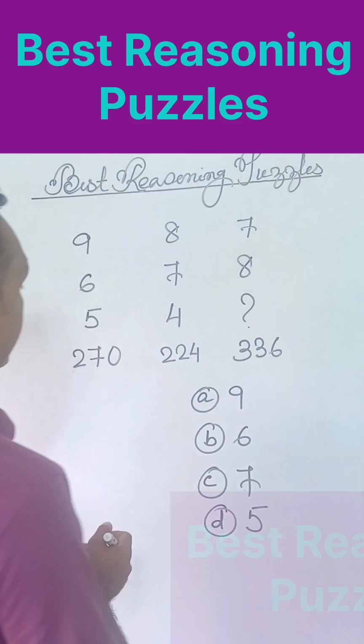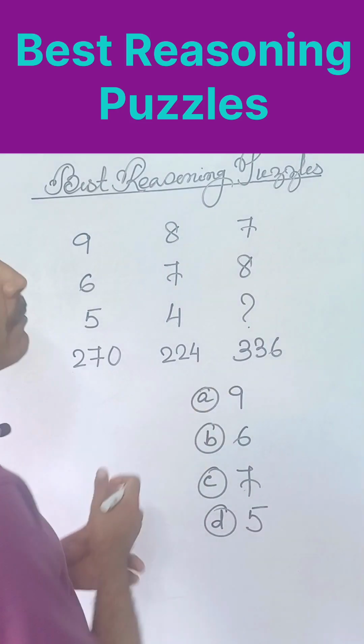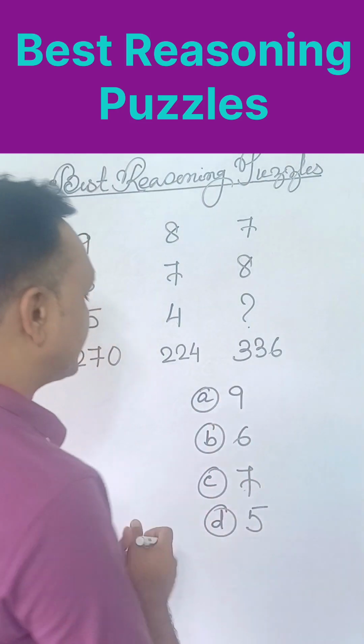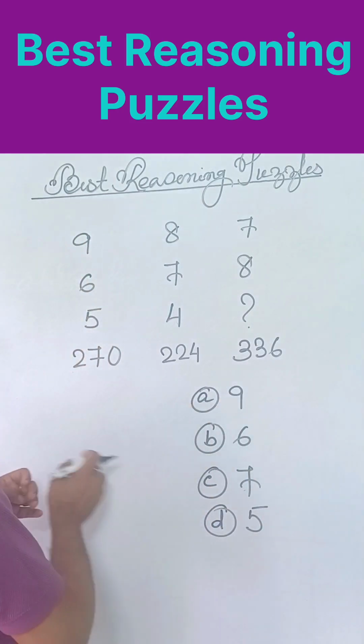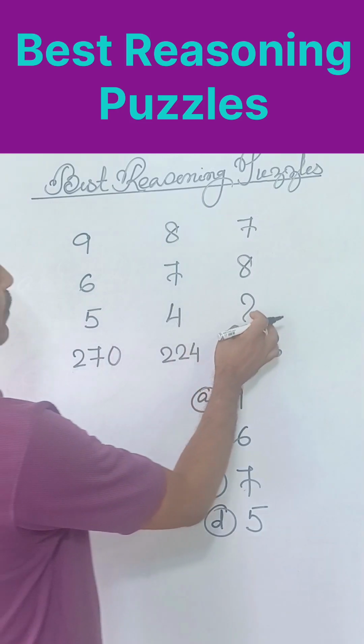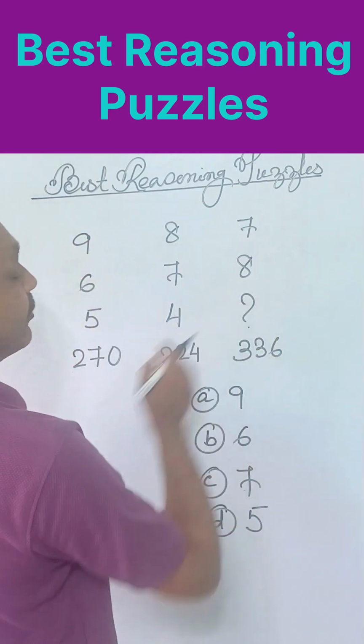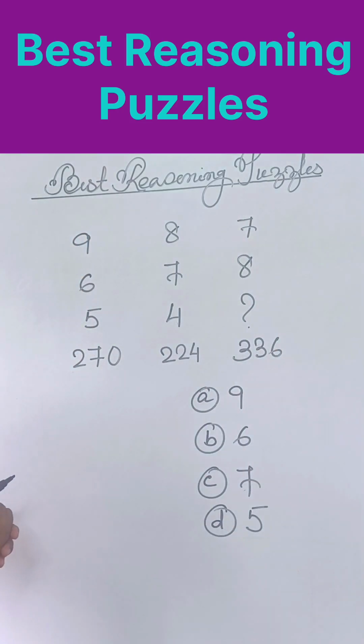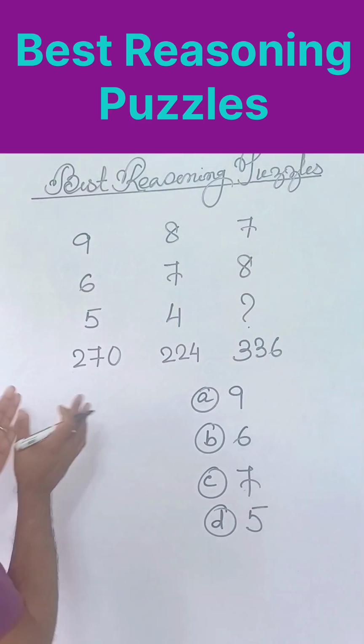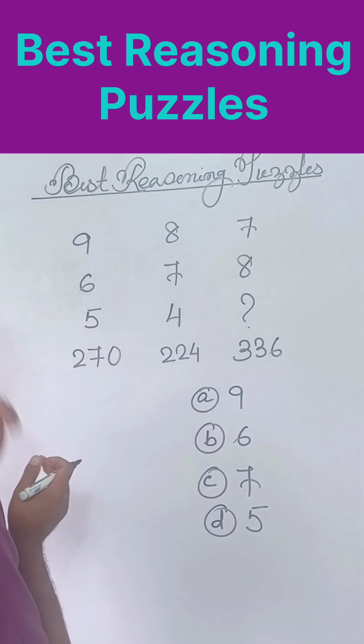Let's see the questions. The pattern given is like that. It is a multiple choice question. These are the options given to you. So see the question. These are the numbers given. Here one number is missing. You have to find out the number. Now I'm going to apply a trick or logic here. So let's have a look.